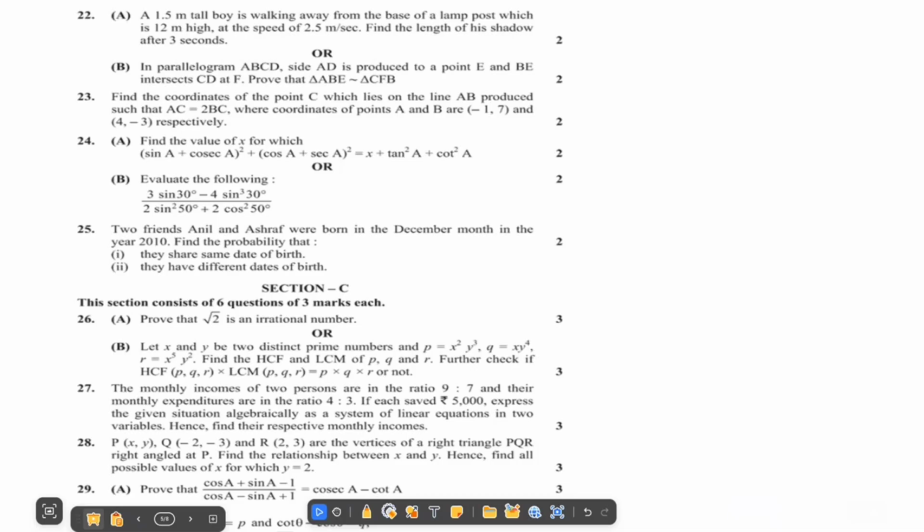Now 23rd question. So what is the 23rd question? Find the coordinates of point C which lies on AB produced such that AC is equal to 2BC. So the coordinates of A and B are given. A coordinates are -1 comma 7 and B coordinates are 4 comma -3 respectively. So we have to find the coordinates of C which lies on the line segment AB produced.